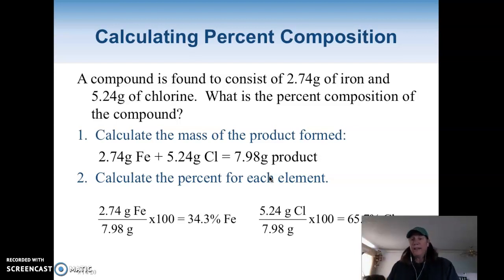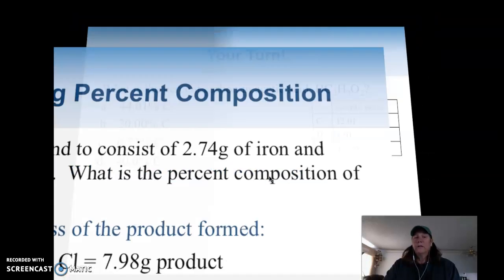Well, if you need more iron than that, if this is some sort of iron ore, there's a lot of chlorine in there. And if you don't need chlorine, you probably want to look for a different type of iron ore. That's what they use percent composition for.